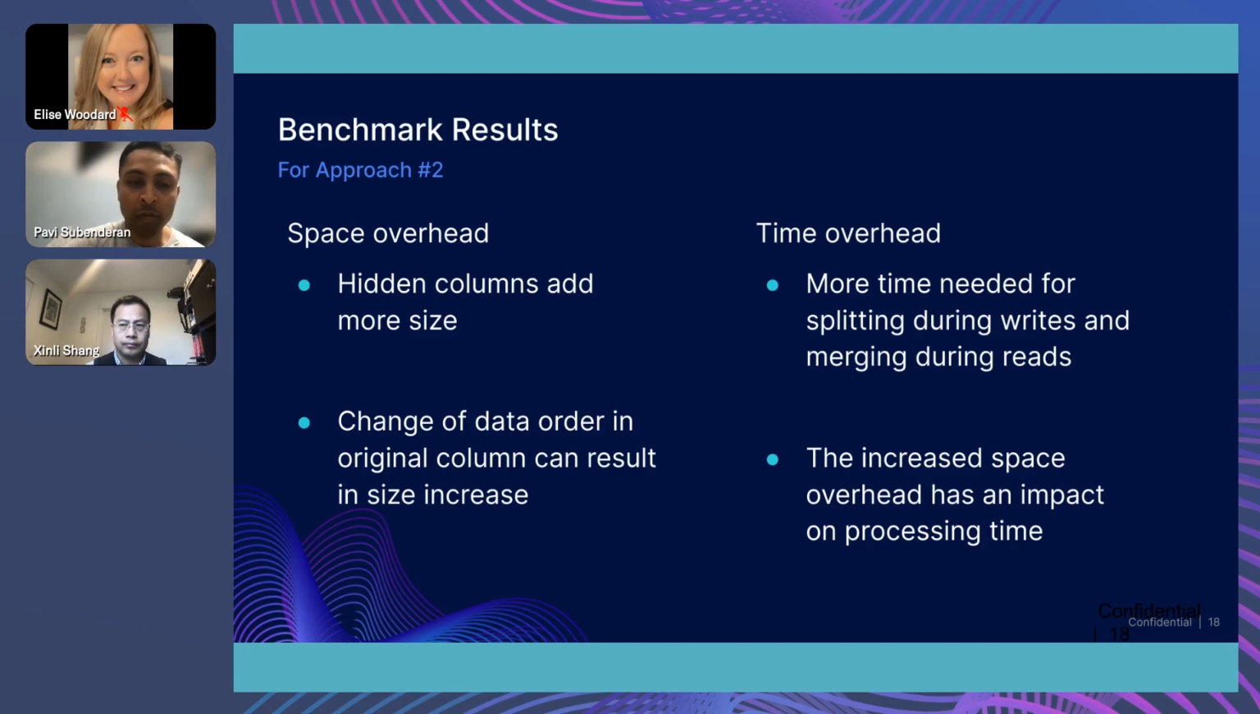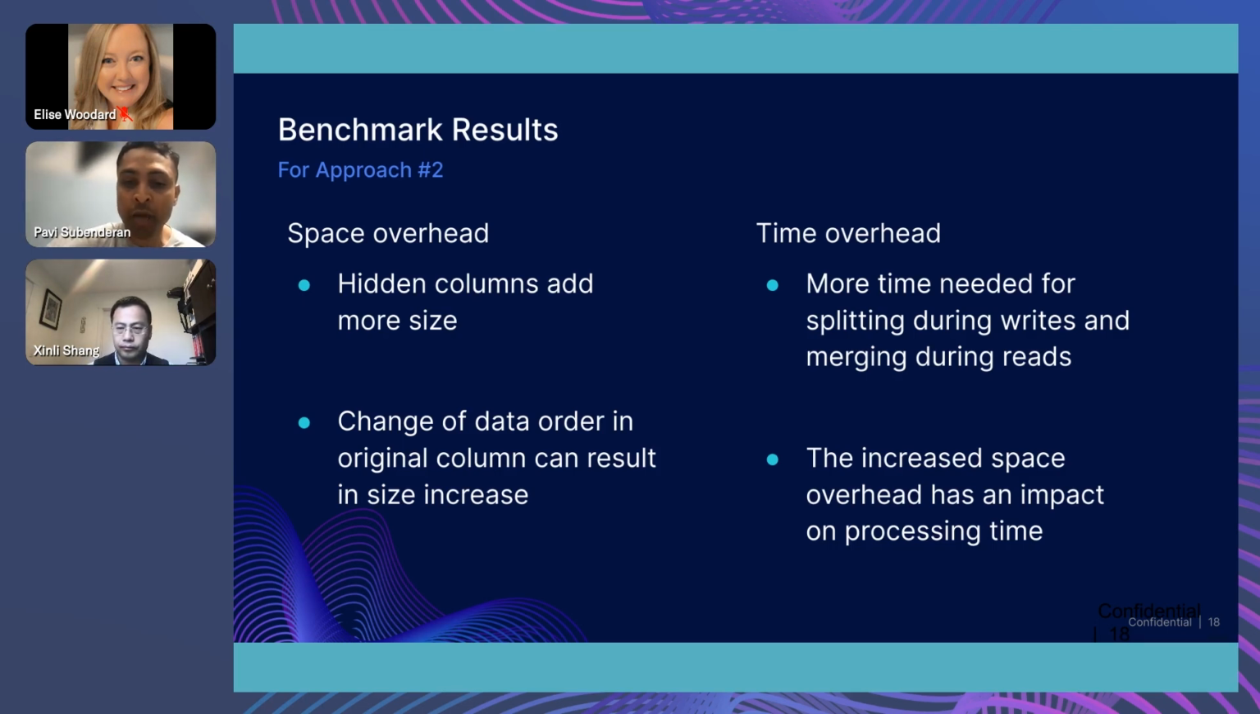So we also have a bunch of benchmarks from our implementation, and then overall our benchmarking. I'll go over the actual graphs in the next few slides, but essentially we found some space overhead and time overhead are of course coming from cell encryption, and that the hidden columns add some more size. Adding these hidden columns sometimes causes the order of the data to change in the original column, which can result in some size increase.